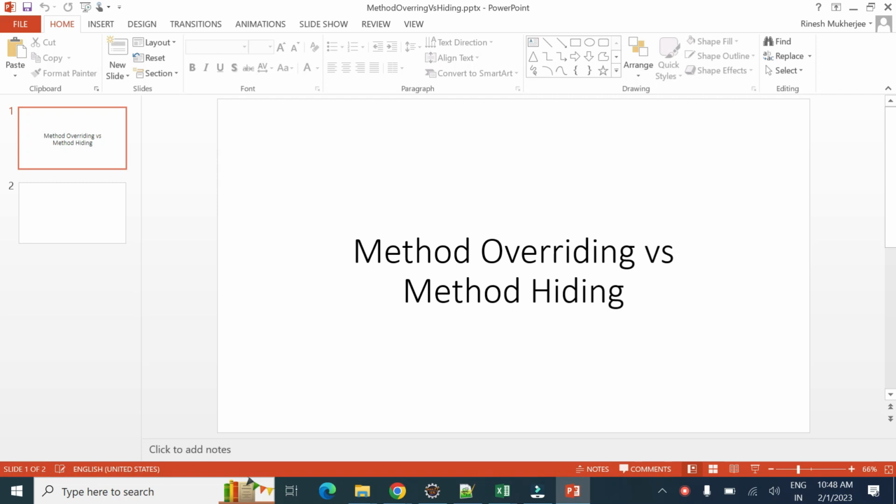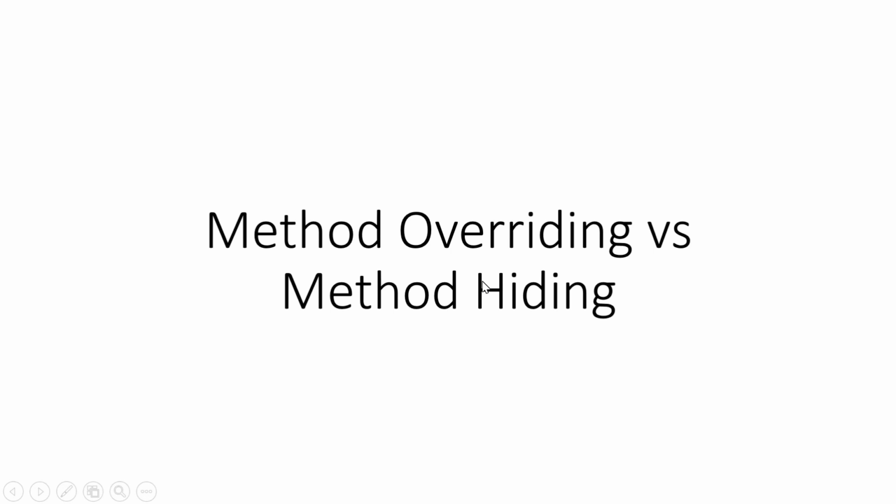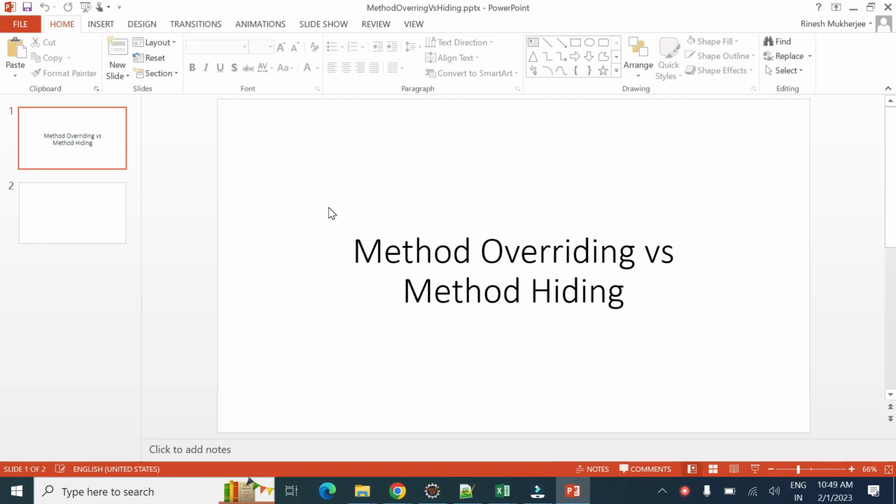Today we are going to learn method overriding versus method hiding. In Java, for object-oriented architecture, we can say there is runtime polymorphism and compile time polymorphism. In the previous slide we discussed compile time polymorphism, that is method overloading. Now today we are going to discuss method overriding, that is runtime polymorphism. So what is method overriding?